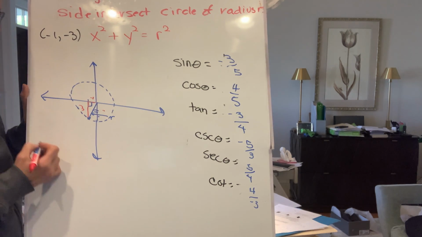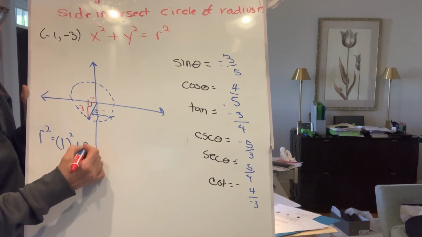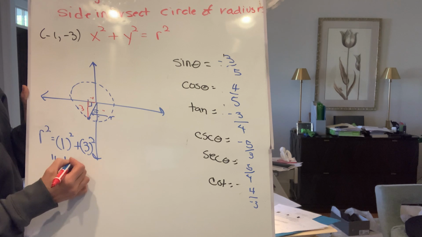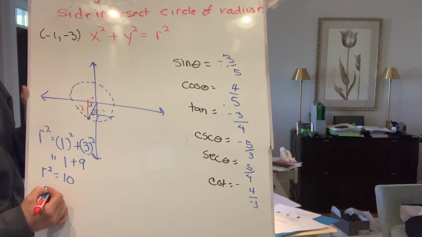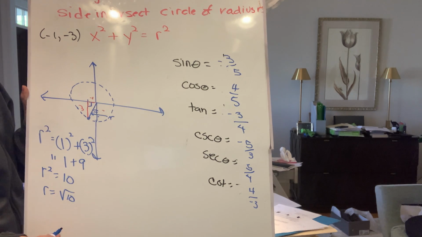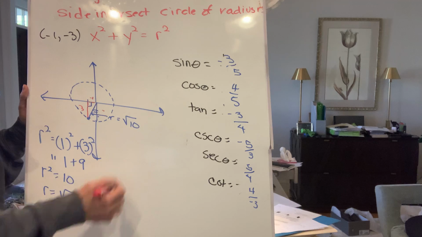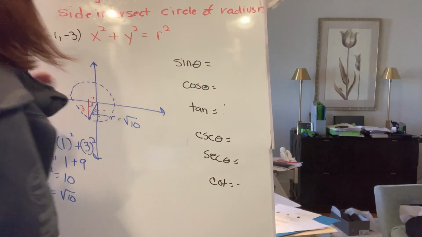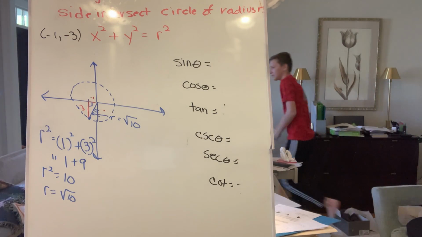So if I want to solve for r squared, it has length of 1 squared plus 3 squared. So 1 plus 9, so I get r squared equals 10, r equals the square root of 10. So that hypotenuse is the square root of 10. So we can still go ahead and calculate our trigonometric functions here.